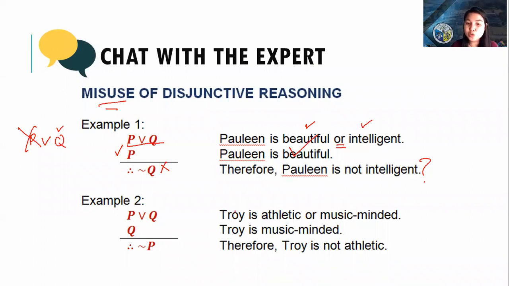Another, Troy is athletic or music-minded. Troy is music-minded. So does it mean Troy is not athletic? No, we could not guarantee that. Troy can be athletic or not. So it is a misuse of disjunctive reasoning.